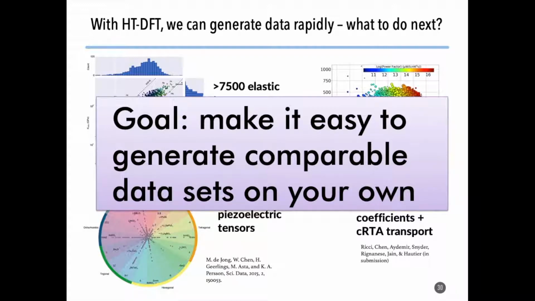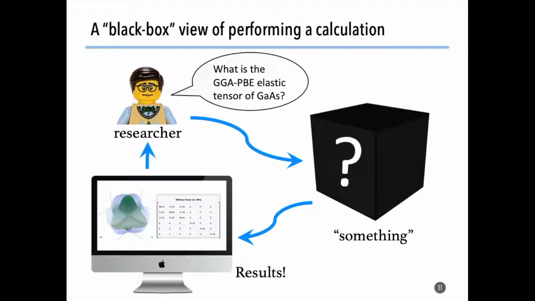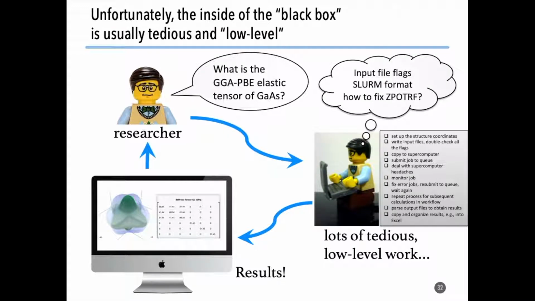And we thought about the problem and said, well, how do you currently perform DFT calculations? What's the way that people typically do it? First you have a question like, what is the elastic tensor of gallium arsenide with a certain DFT approximation like GGA PBE? And then what you need to do before you actually get that result back is a whole bunch of really small and annoying steps.